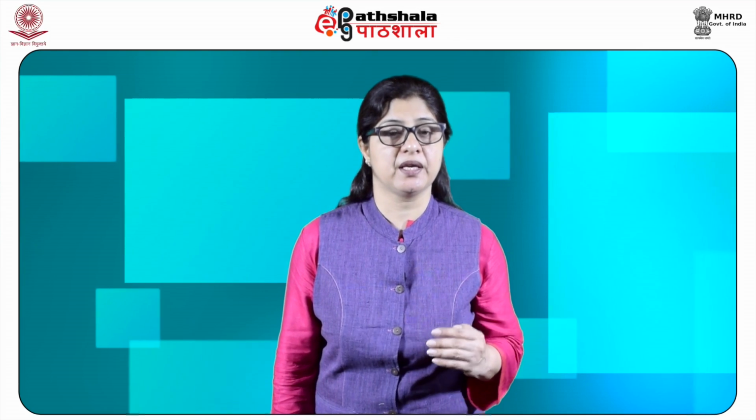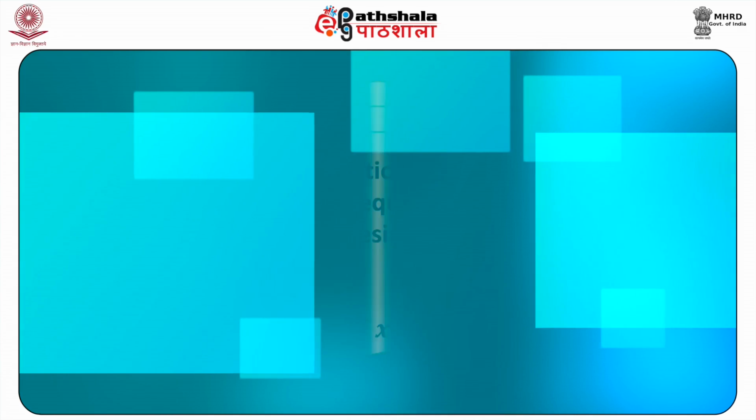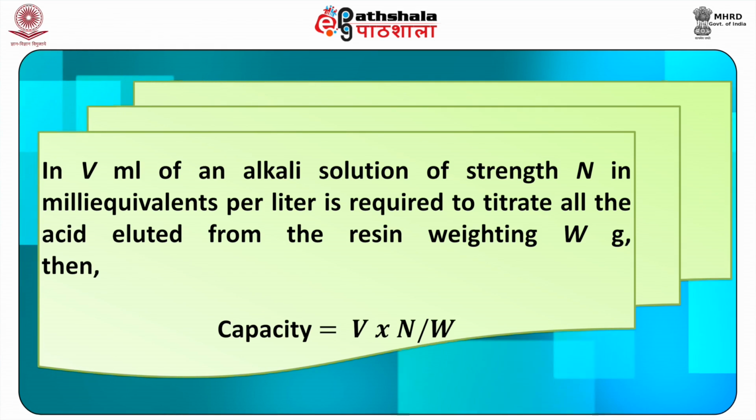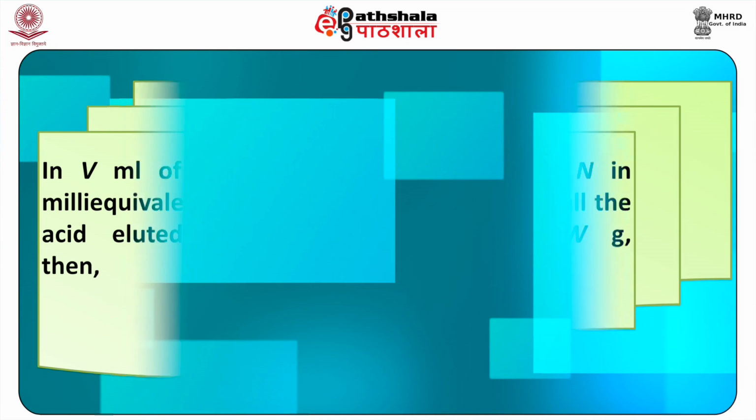A solution of sodium fluoride of a known concentration is passed through a column containing a known weight of the resin, and the acid eluting from the column is collected and titrated with the standard solution of an alkali. If V ml of an alkali solution of strength N milli-equivalents per liter is required to titrate all the acid eluted from the resin weighing W grams, then capacity would be defined as V multiplied by normality divided by W.